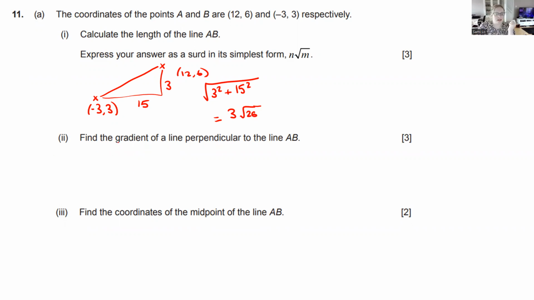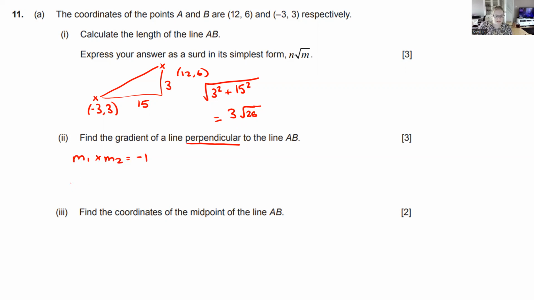Find the gradient of the line perpendicular. Perpendicular is your key point here. So whenever you have anything with perpendicular, you need to know that M1 times M2 is going to give you -1. So it's the gradient of the first line times the gradient of the second line will give you that -1, because it's the negative reciprocal when they're perpendicular.